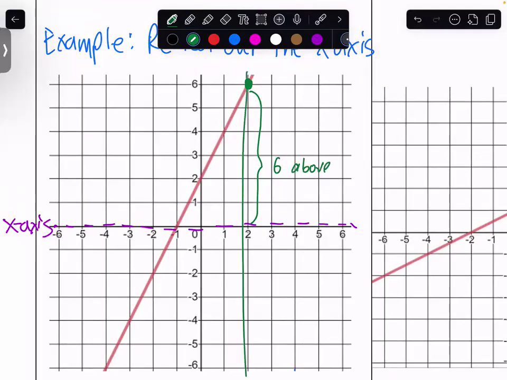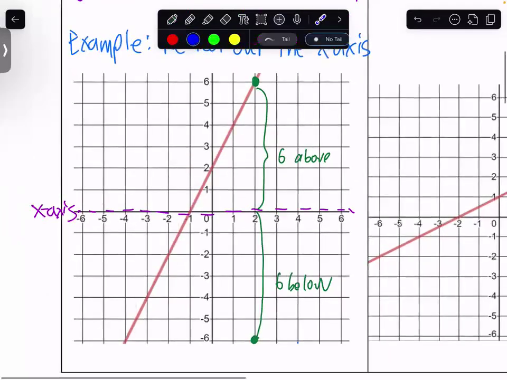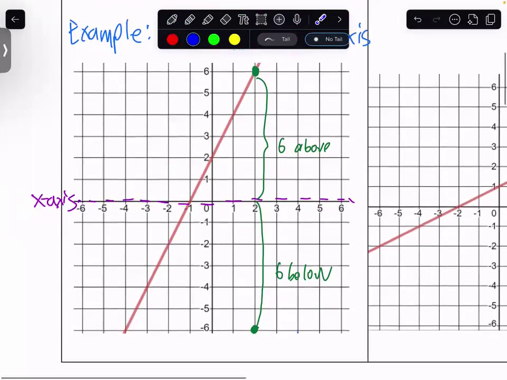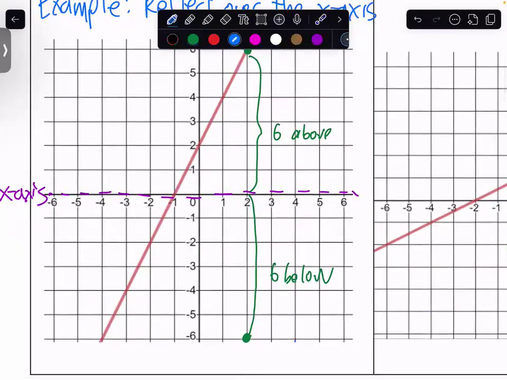From that same point, you go down 1, 2, 3, 4, 5, 6, and that's where that point goes. Again, reflection is the same number of units, but on the other side. Instead of 6 above, it's 6 below. You can repeat for the next point I see right here. This point is currently 1, 2, 3, 4 above, so you go 4 below. 1, 2, 3, 4. That's where that dot goes.